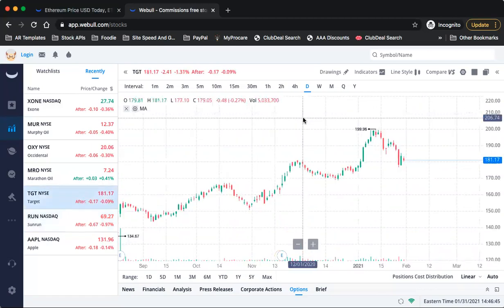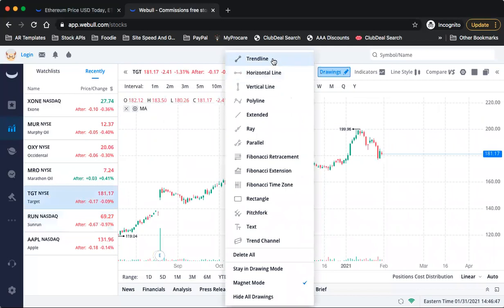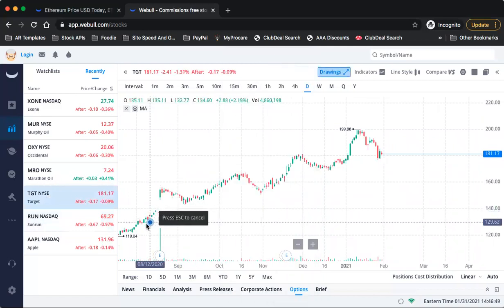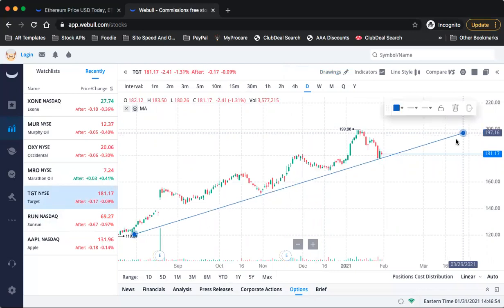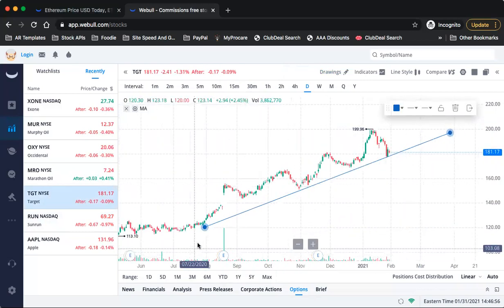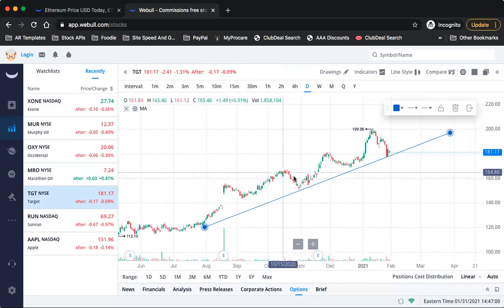Let's move on to Target. Target is a very easy one. It actually really flows with the trend line, which is really awesome. So you could decide if you want to jump on it or not. But you see, since July last year, it's been kind of keeping that trend line.